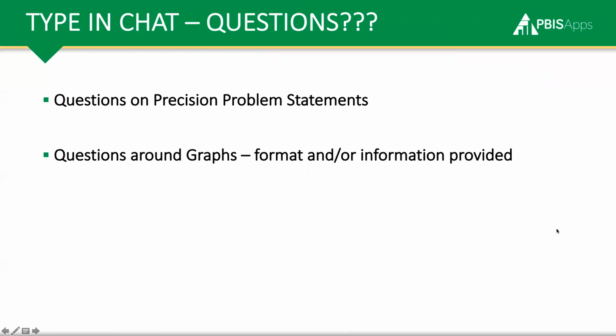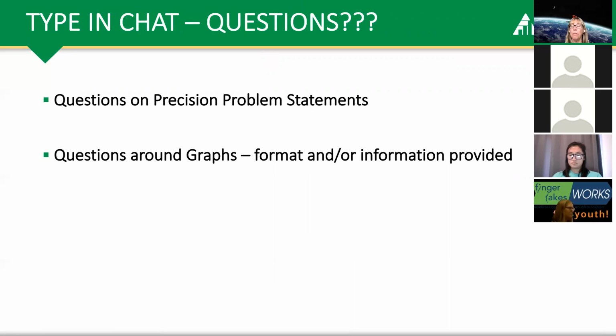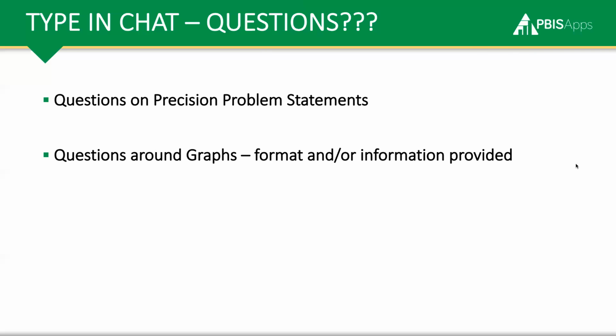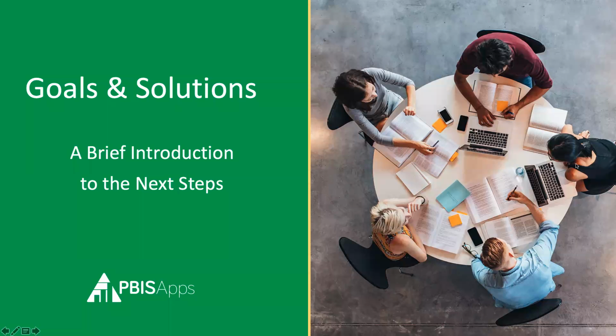So before we go into the next section, any questions on the precision statements or any of the graphs that we just looked at, anything that was just kind of covered before we move into our next section? Okay, and if anything comes to you later, jot it down. This is recorded. You'll have a copy of this. You can go back and review it, or feel free to reach out to Jay or myself if any other questions come up. So now we move into our goal and how we build a solution around that.